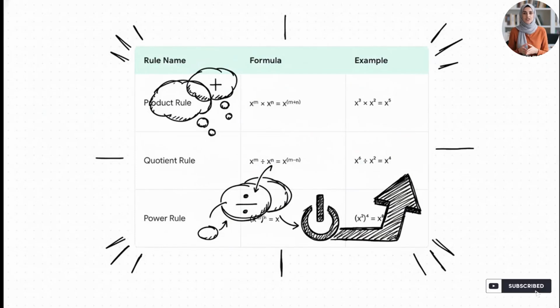Now this is where things get really useful. These 3 simple rules let you handle some really complex-looking problems. When you multiply terms that have the same base, you just add the exponents. When you divide, you just subtract them. And when you raise a power to another power, you multiply. You get these 3 down, and you've basically mastered the core of how algebra works.